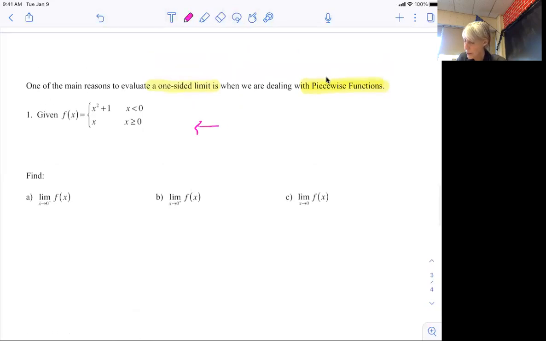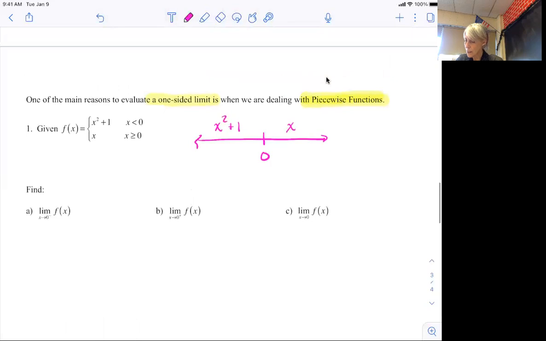I find it easiest, and after a while, you won't make your number line anymore. When I plug in values that are less than 0, I'm using that rule. When I'm plugging in values that are greater than 0, I'm using that rule. When I plug in 0, I'm also using that rule. That's not going to really matter for these types of questions though, because we only care about a little bit less, a little bit greater, even though we plug in 0.